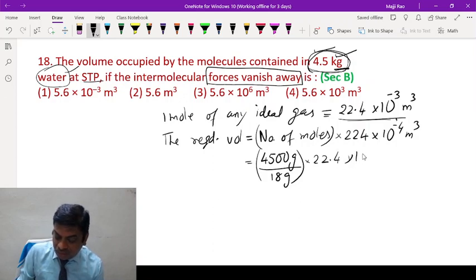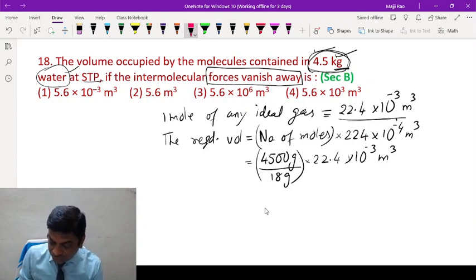22.4 into 10 power minus 3. Anything is okay, not a problem here. Then let us go on cancelling this. Okay. Now I'll do one thing. I can cancel this with 3. 3 6 3 15 and 100. Okay. Then again 3 2 3 5 and this can be cancelled as 11.2.